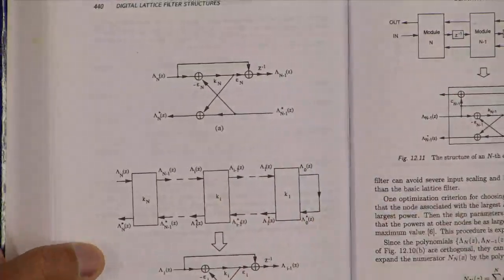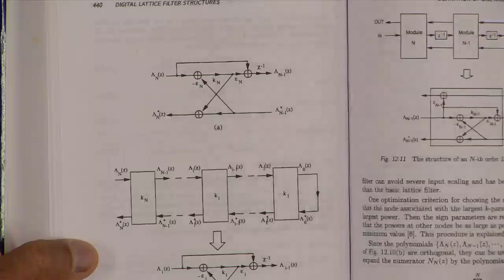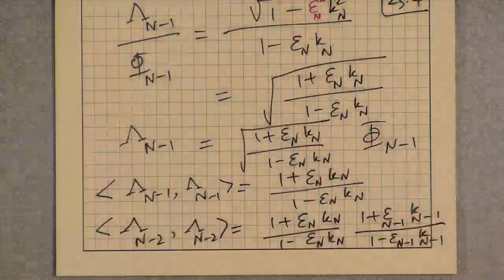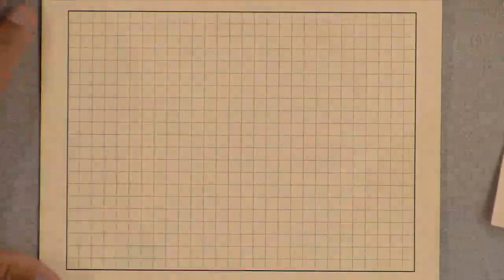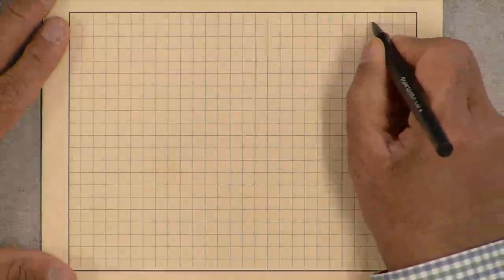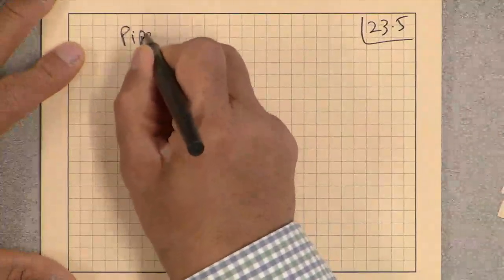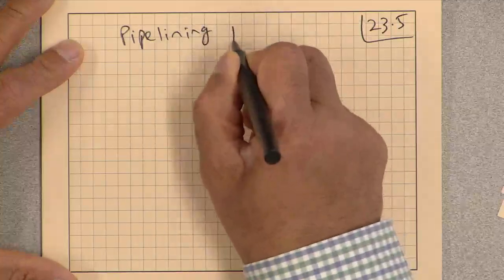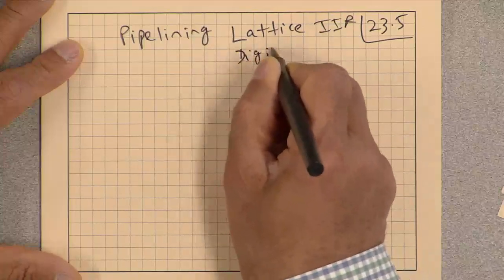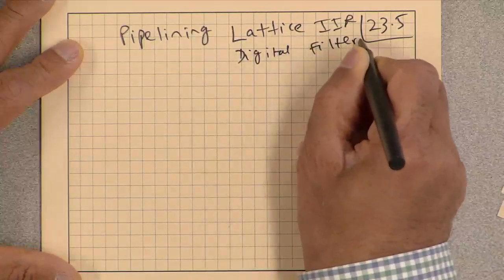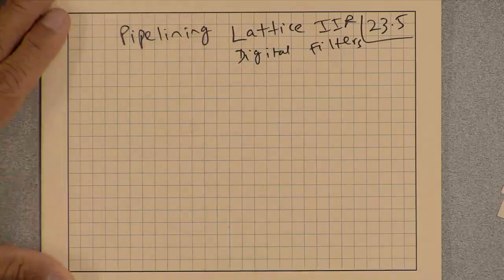Okay, so I think that is all about the lattice filters that I was going to talk about. And the last thing that I want to talk about is the pipelined lattice, and how these become pipelined. That's the next topic that I am going to talk about.